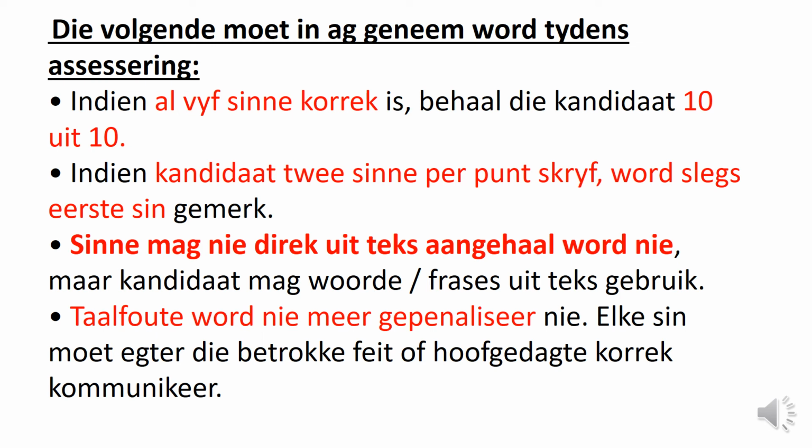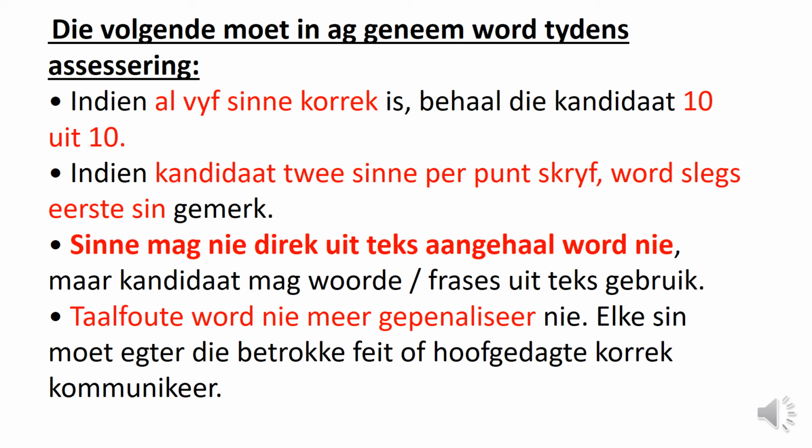Indien kandidaat 2 sinne per punt skryf, word slegs 1 sin gemerk. So, if you haven't read the instructions and you haven't read that there's only 1 sentence per point, you lose 50% of your marks per sentence. So you start off with 5 out of 10 if you've written 2 sentences per line, because it says 1 sentence.